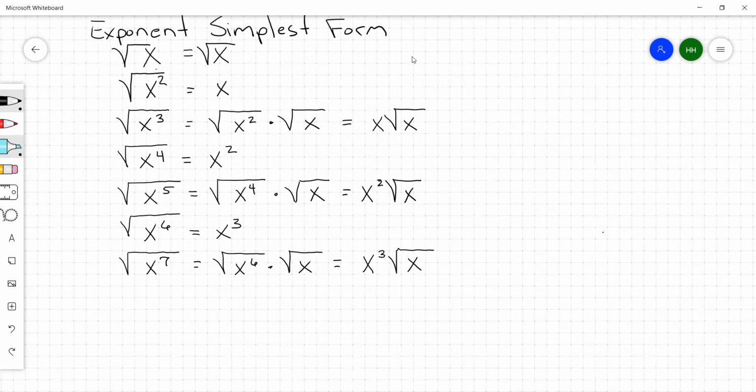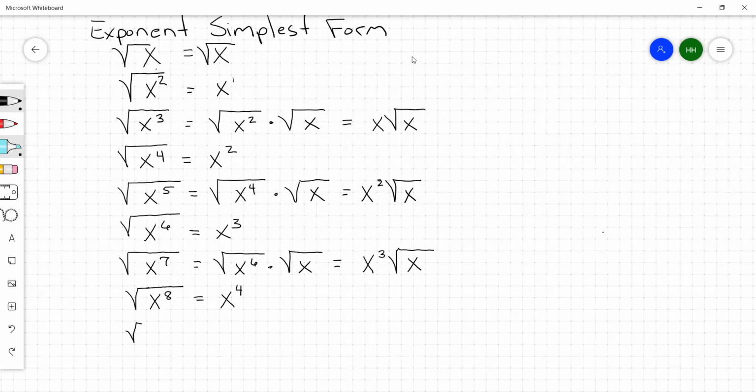Now are you starting to see the pattern? What's going to be next here? The square root of x to the 8th, and what's that going to be equal to? x to the 4th. Look at all the even ones. The square root of x squared was equal to x to the 1st. Very good. It's just half the power, right? It's half of the power.